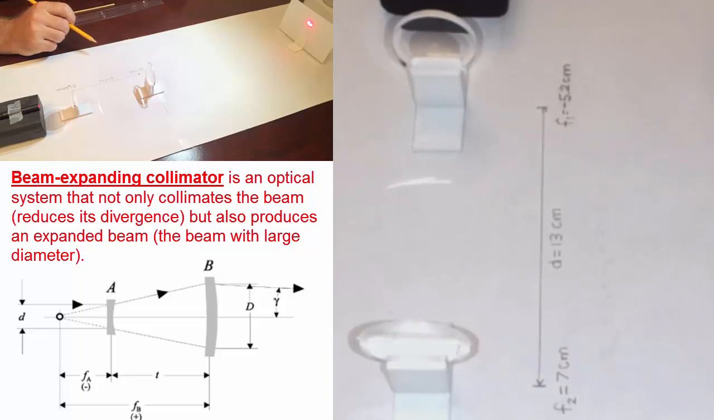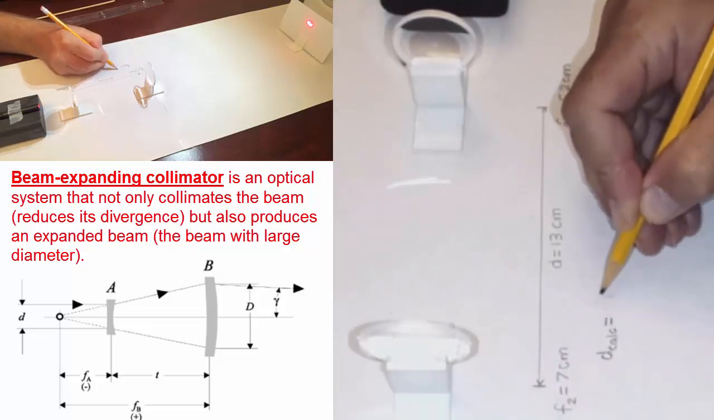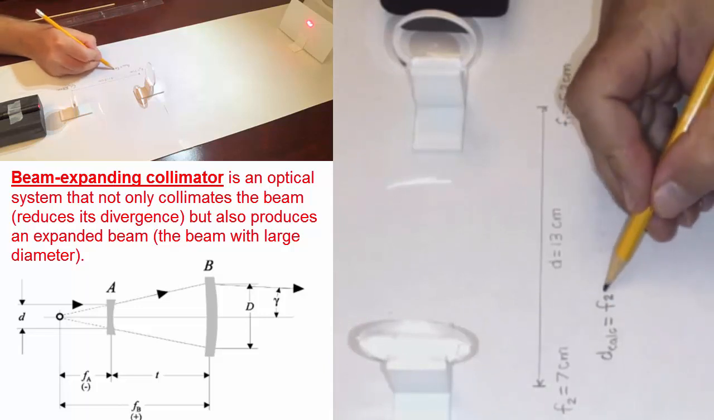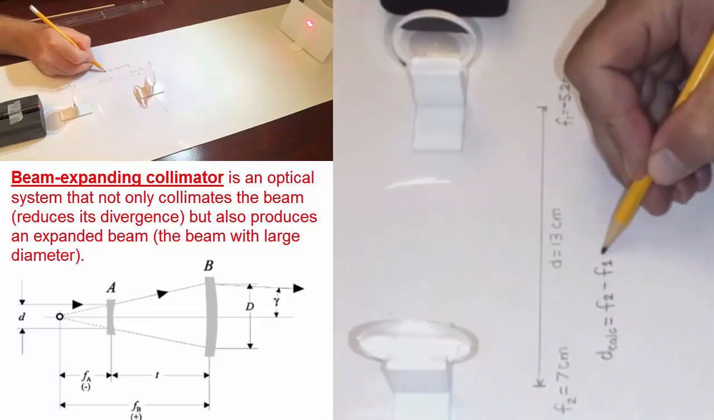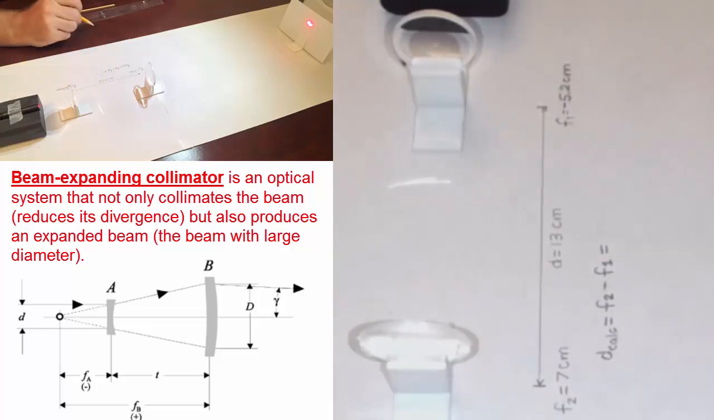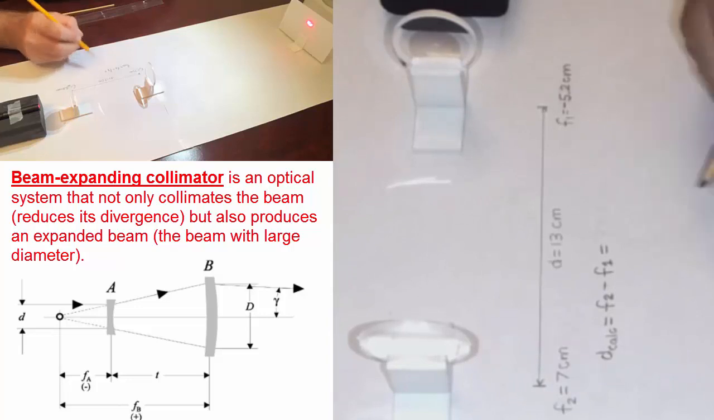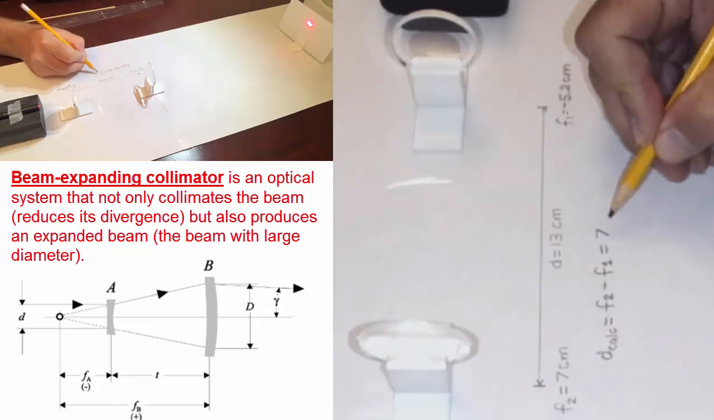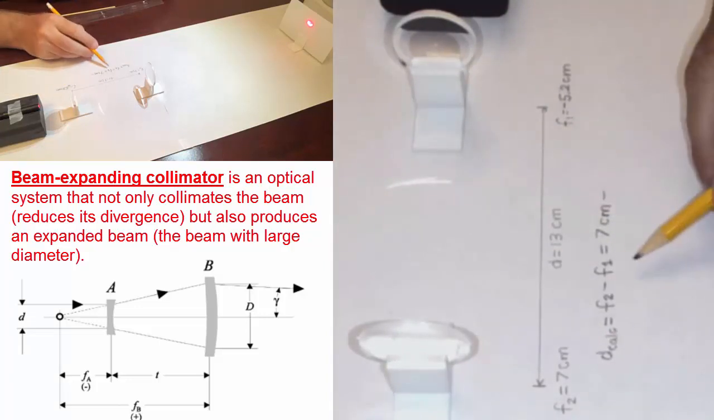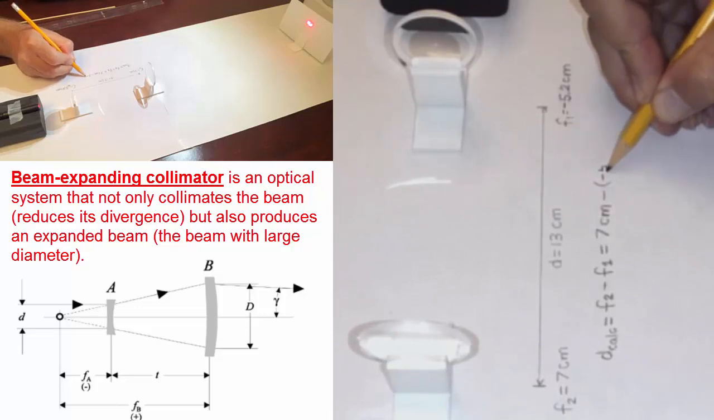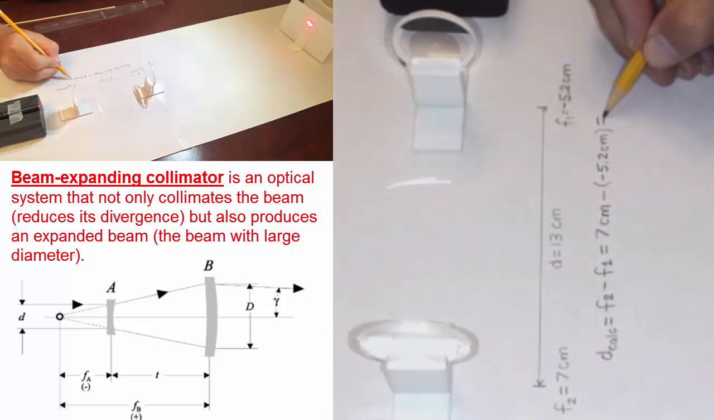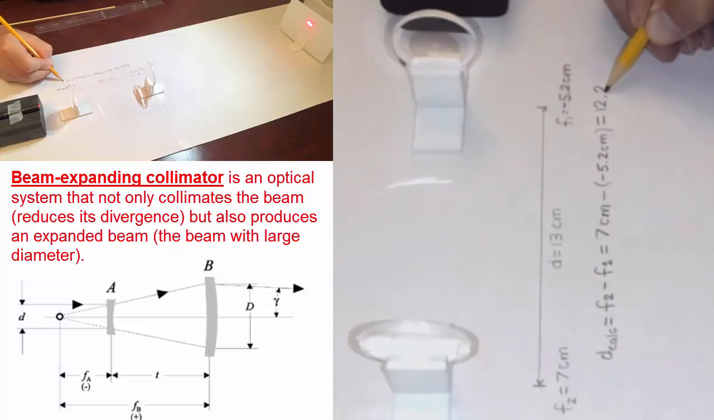According to the laws of geometrical optics, in order for the system of two lenses to provide good collimation of the laser beam, the distance between the two has to be equal to the difference in the focal lengths of the converging and diverging lens. In other words, the distance calculated is equal to the focal length of the converging lens minus the focal length of the diverging lens. So we can substitute the two values that we calculated in labs 12 and 13: for the converging lens, 7 centimeters, minus the focal length of the diverging lens, which is minus 5.2 centimeters. If we do this math, we come up with a calculated distance of 12.2 centimeters.